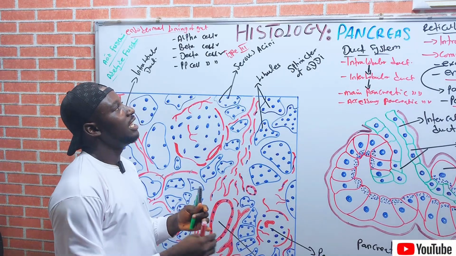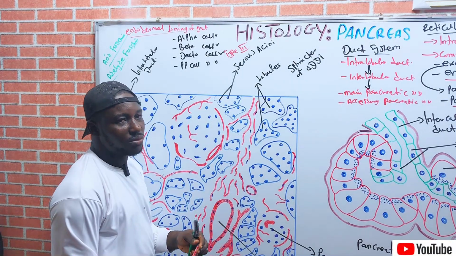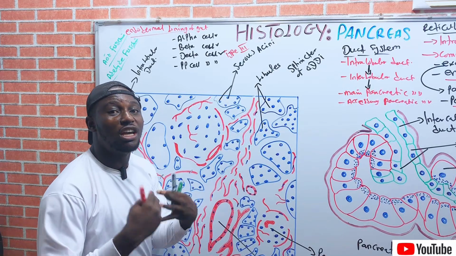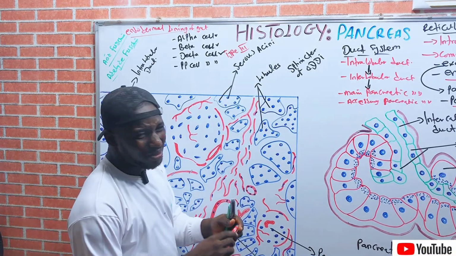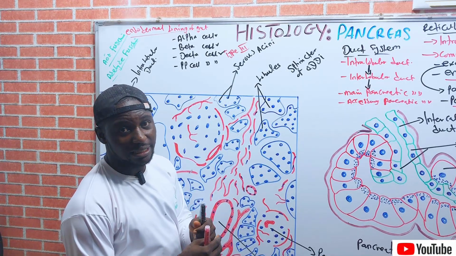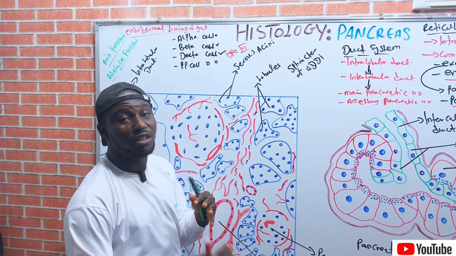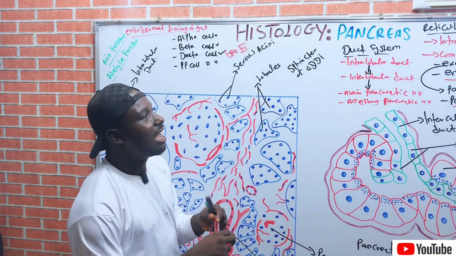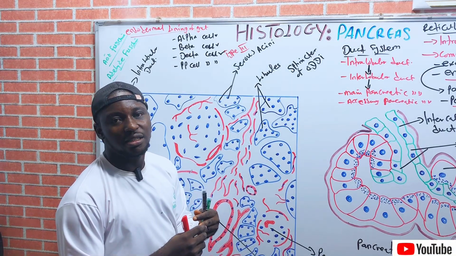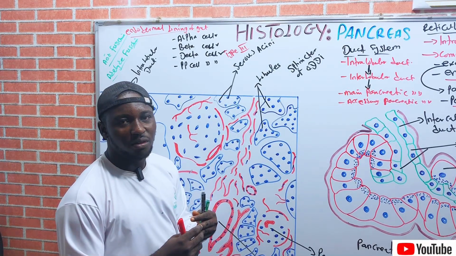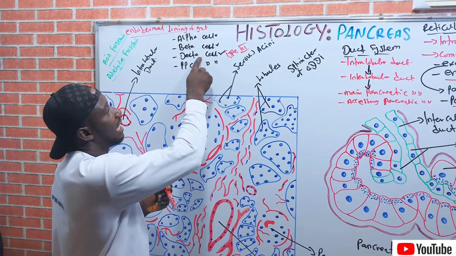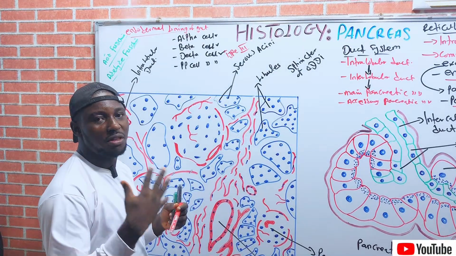Now, this delta cell, in the pancreatic islet, is arranged towards the periphery of the pancreatic islet. It is arranged towards the periphery of the pancreatic what? Islet. And it stains black in silver stain. That is for the delta cell.